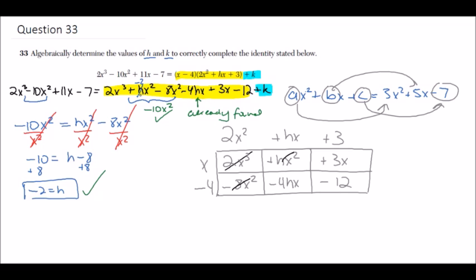So we could certainly use that to double check our answer if we'd like, but it's not really necessary to solve for it again. So let's say I put in the negative 2 here, and what we get is positive 8x plus 3x. Well, that would actually be 11x, which matches the 11x here. So that works out, and again, it's just a second way to verify that your h is good.